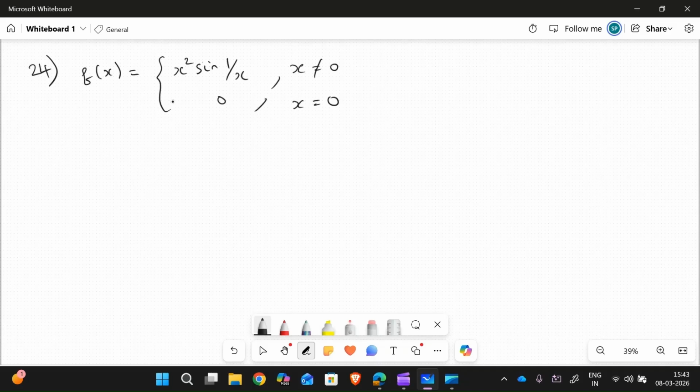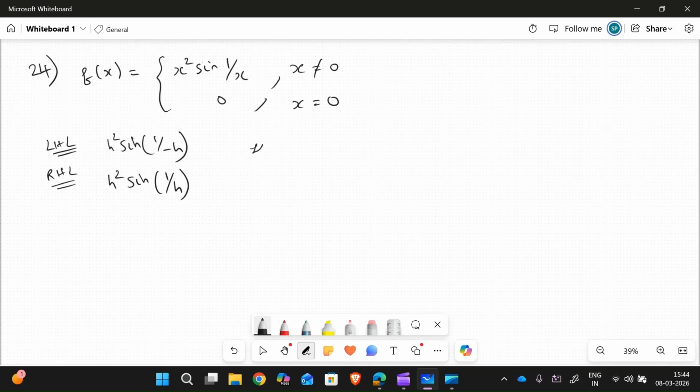So if you take LHL and RHL, you will get a difference, but how will you find the value? Because LHL, if you do, it will be 0 minus h, so it will be h square and sine of 1 by minus h. So how will you find the limit of this? Again, if you do RHL, it will be h square sine of 1 by h. That's all. But how will you get the value of this?